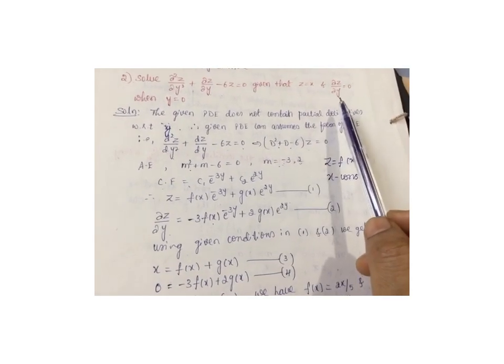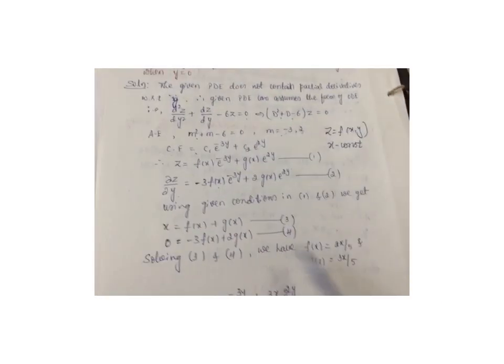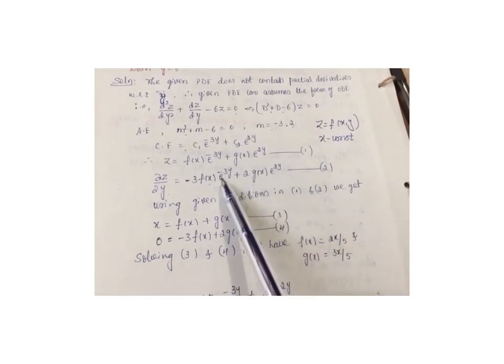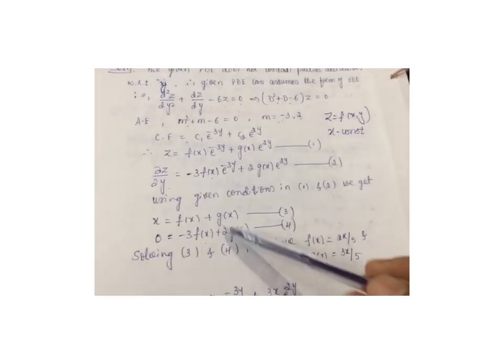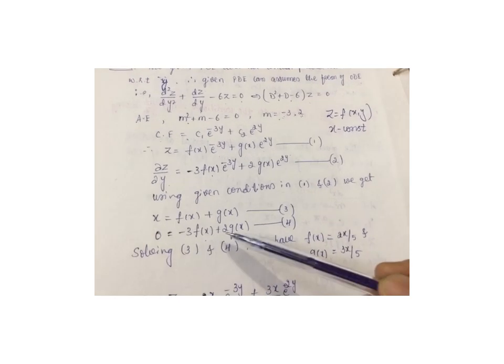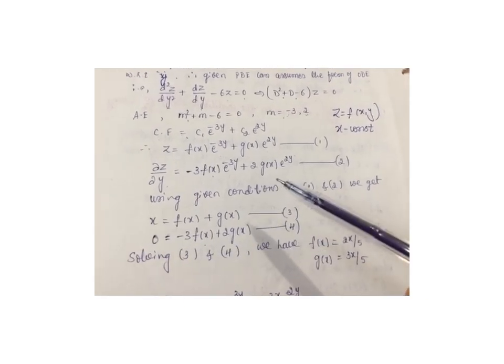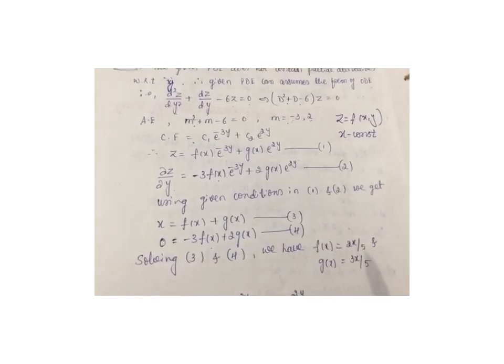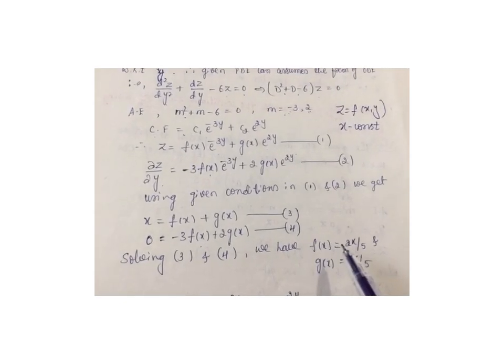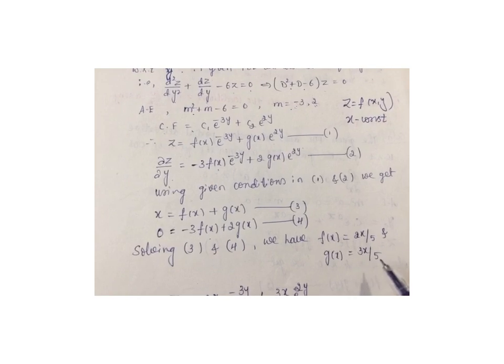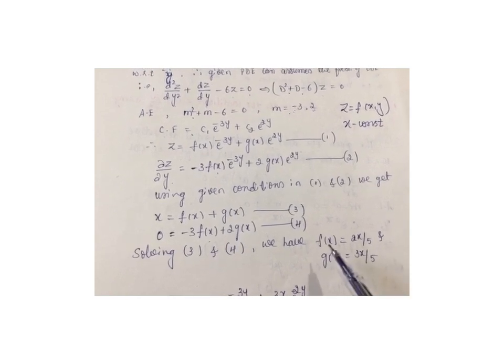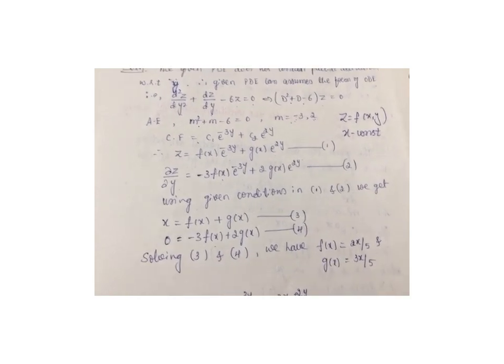Second condition, dou z by dou y equal to 0 when y is 0. So dou z by dou y equal to 0, y is 0, this is again 1. We get minus 3 f of x plus 2g of x equal to 0. So solve these two simultaneously like the ax plus by equal to c format. We get the result f of x equal to 2x by 5, g of x equal to 3x by 5. That also you can observe. F of x means only the x term you should get.